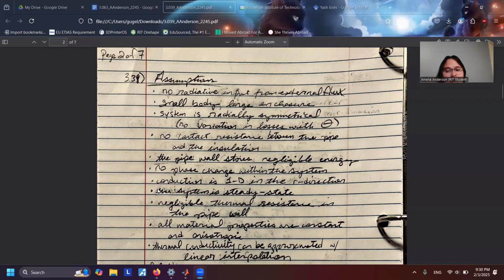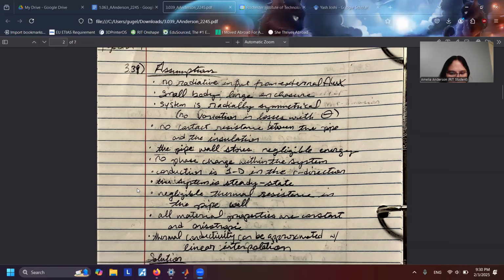Conduction is one dimensional in the r direction. So conduction is, again, outwardly, like radial. We're not dealing with any variations in theta. The system is steady state, so the temperature is not changing with time. Temperature is purely a function of radius. We're not venting enough heat to significantly change the steam or the insulation.